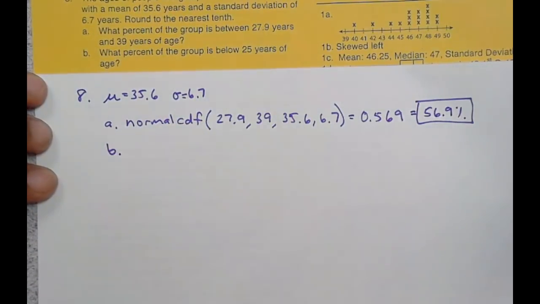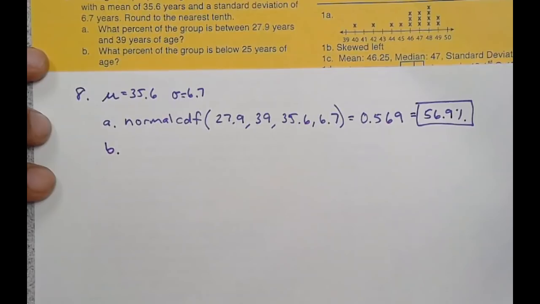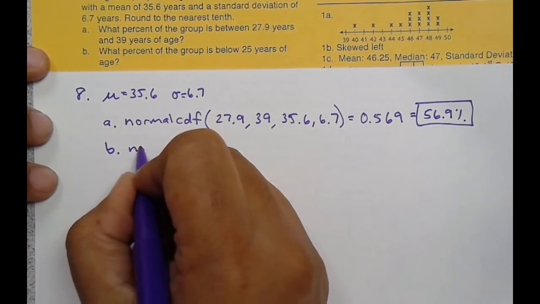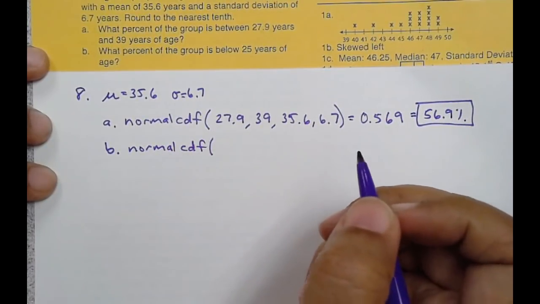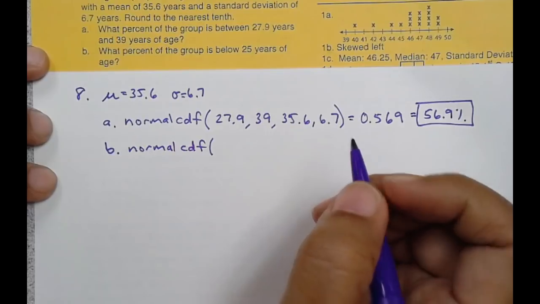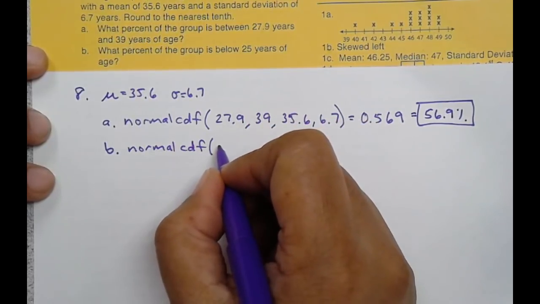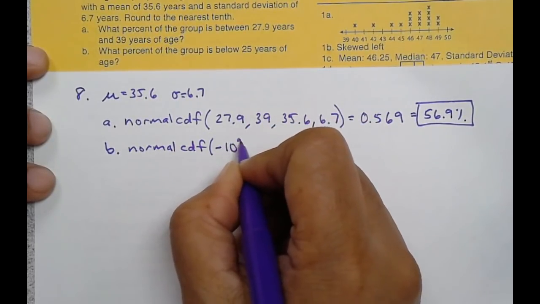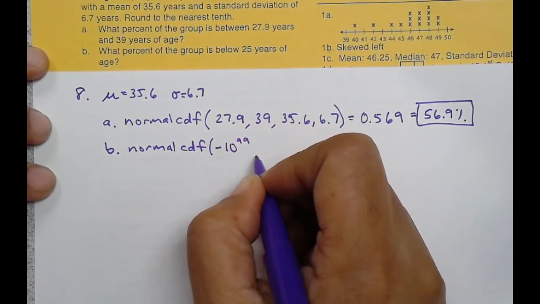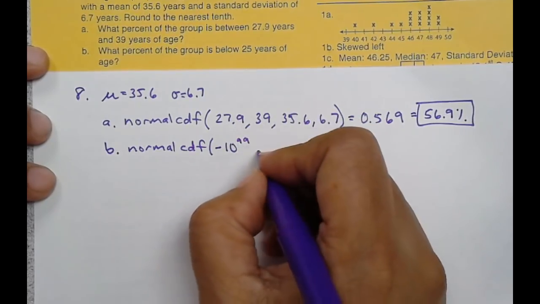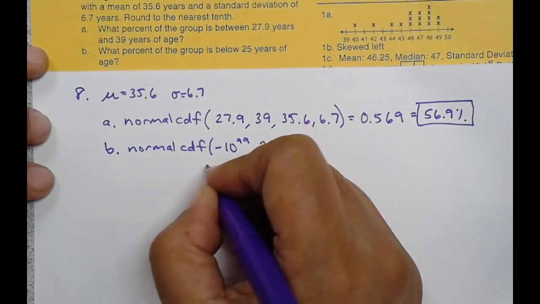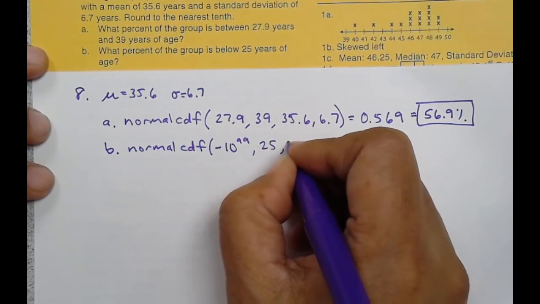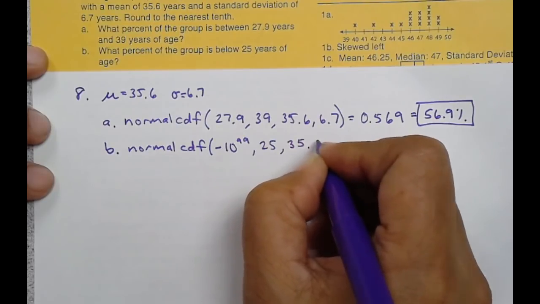All right, let's look at part B. It says what percent of the group is below 25 years of age? All right, so this is another normal CDF. And it does say that we want the value that's below 25. So the very left is going to be negative 10 to the 99. If we were going to the very right, it would be positive 10 to the 99. And then it's going up to 25. So it's all the way to the left up until 25. It has the same mean and standard deviation.